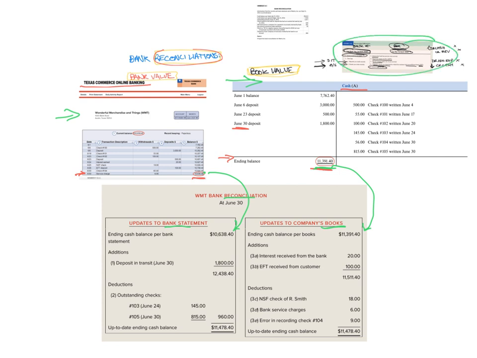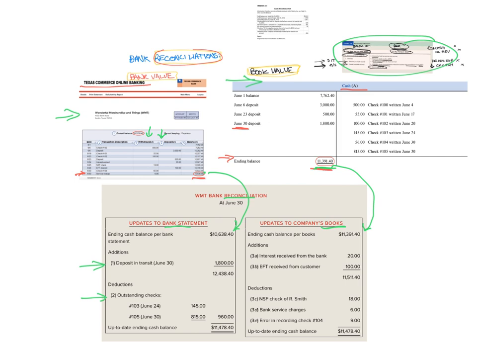What are some of the items that the bank doesn't know about, but the book does? Well, for instance, deposits in transit and outstanding checks. But how do we find those? Well, look at the information in the bank statement. We have withdrawals, which are essentially checks that are written. And then we have deposits, which is money coming in.